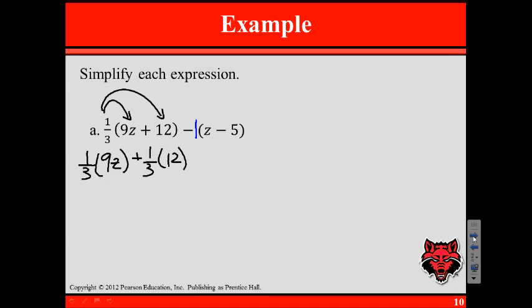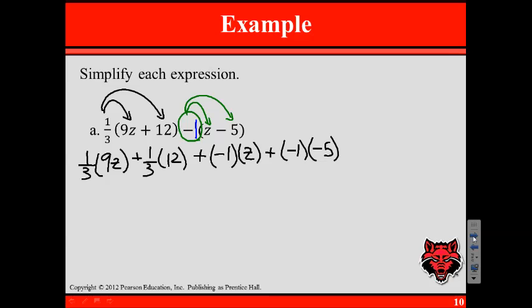Now at the same time, let's distribute the negative 1 to each term in the set of parentheses that follows. That will give us, I'll put a plus sign here, just to denote we have extra terms that are coming along. Negative 1 times z plus negative 1 times negative 5.